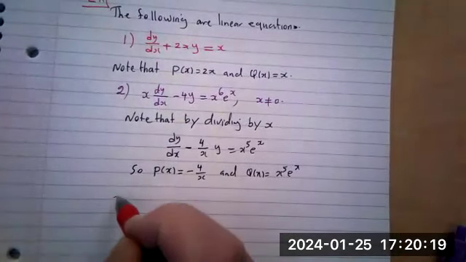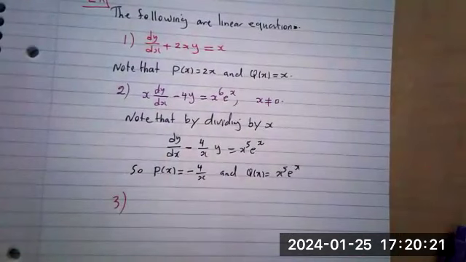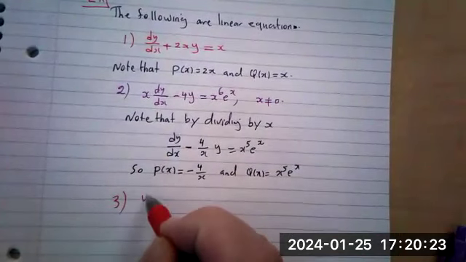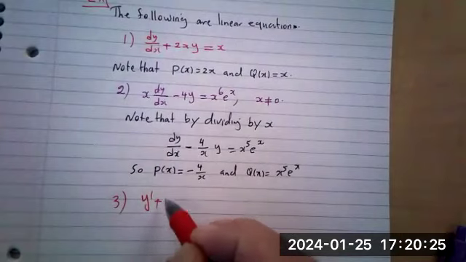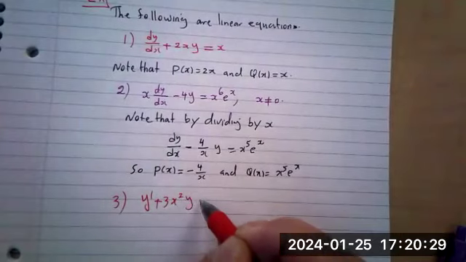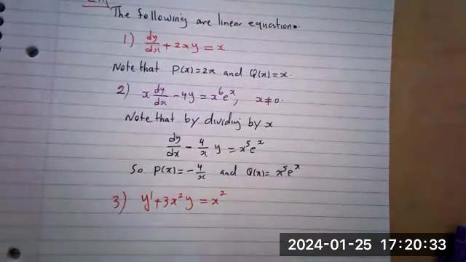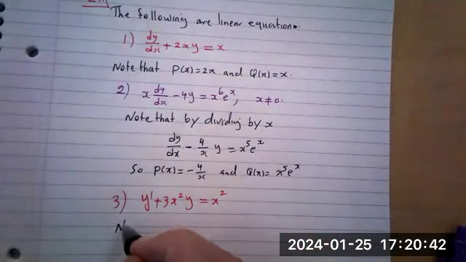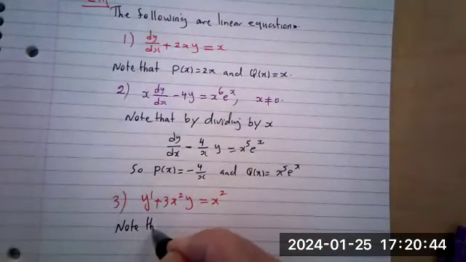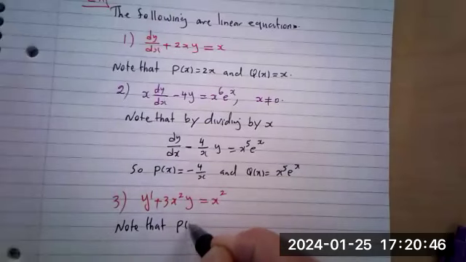Another one. Just the notation will be different. y prime plus 3x squared y equal to x squared. It's linear. You see, this is the y prime, something times y, equal to x squared. So it's linear. Again, note that p of x is going to be 3x squared.